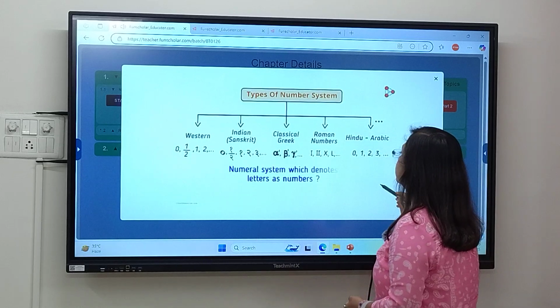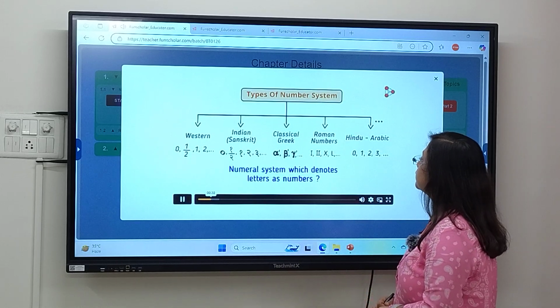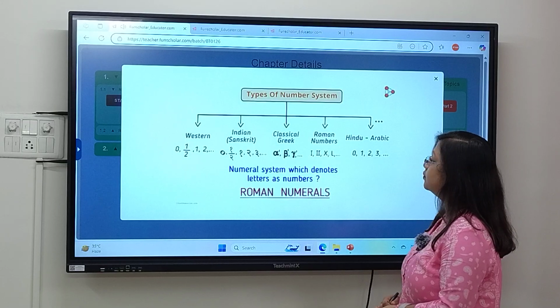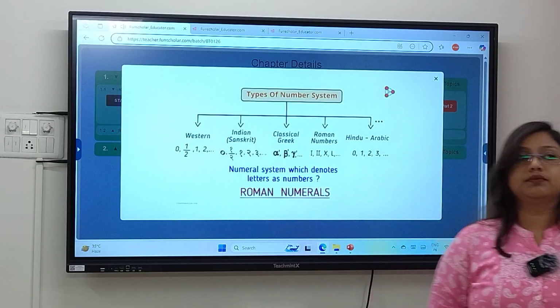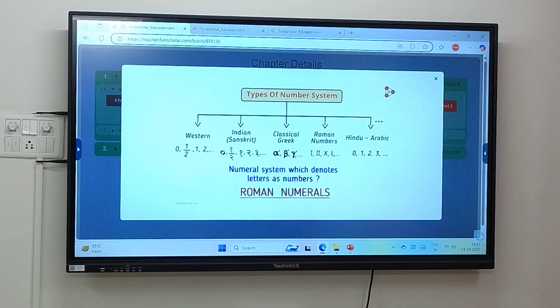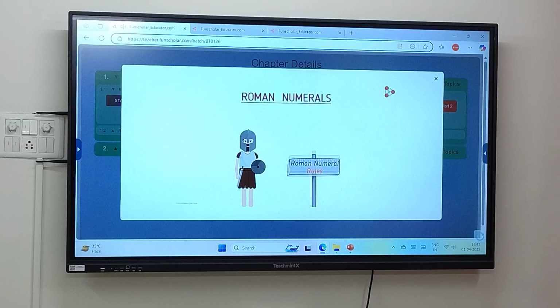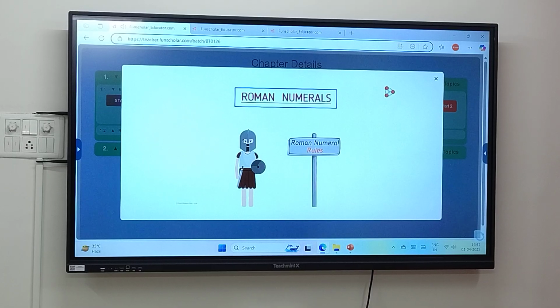In which numeral system do we use letters to denote numbers then? It's the system of Roman numerals. The Romans used different letters as symbols to represent numbers. Do you know what they are? Let's explore. Here we need to note that Romans followed a set of rules to write the Roman numerals. We will also discuss these rules along with Roman numerals.